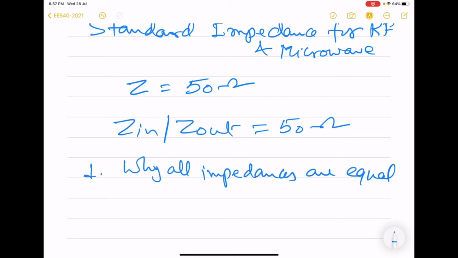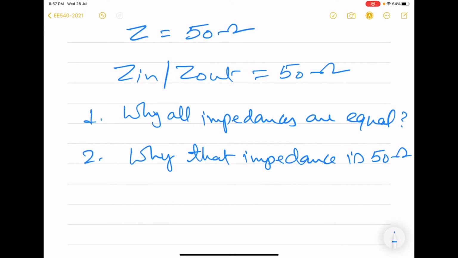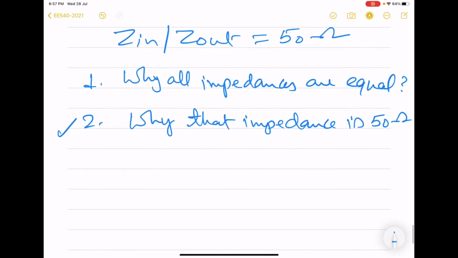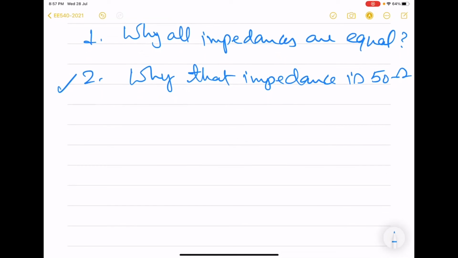So why all the impedances are same, and why that number has to be 50 ohm. So we will try to answer this one first. So for that, we will take the example of low noise amplifier or even that of power amplifier, because both are connected to the antenna, which is an external unit apart from the IC. It is not on the IC.